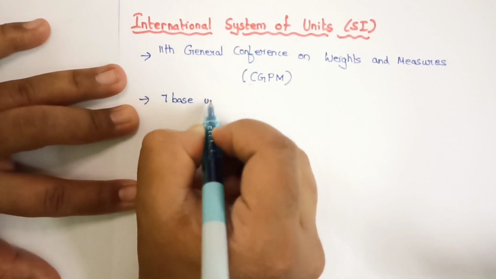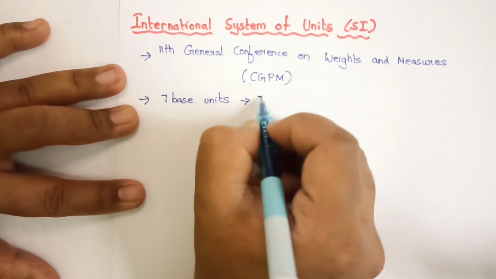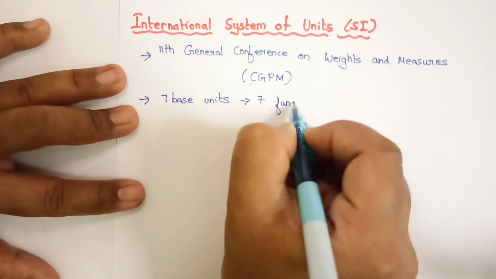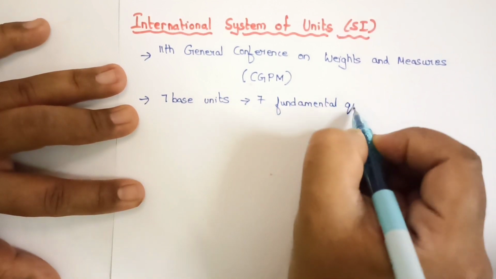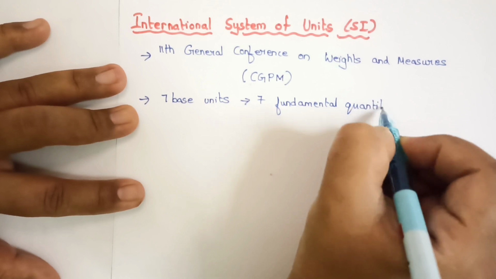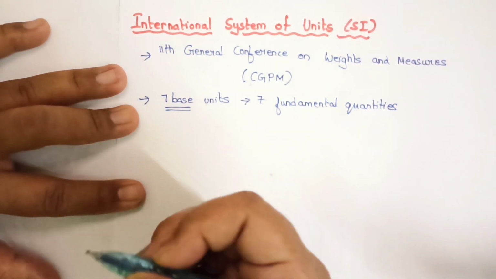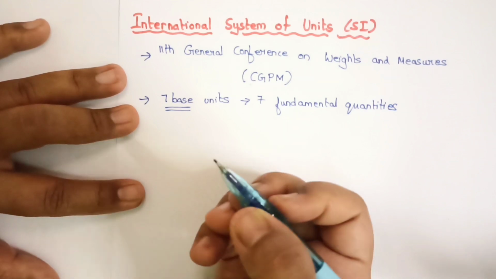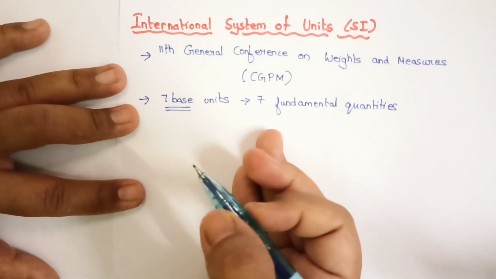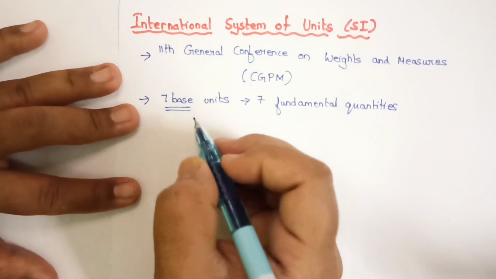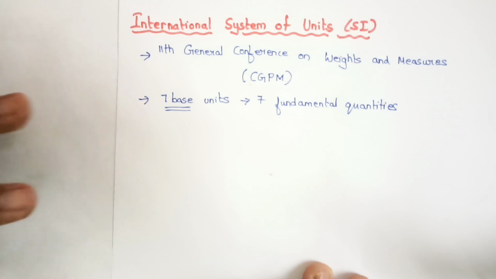How many base units does it have? 7 base units belonging to the 7 fundamental quantities. These are the 7 base units, and the remaining units such as speed, volume, density, all these can be derived if you know these 7 base units. Now let us see what are these 7 base units.